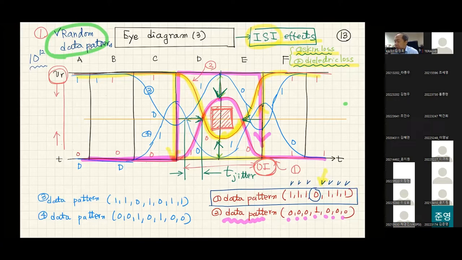But one thing I would like to talk about at this moment is that in electrical circuits, we have some circuits which can amplify. For example, we have an amplifier at the receiver, sometimes called an equalizer, to compensate for the voltage margin reduction. However, in the time domain, we do not have any time amplifier.